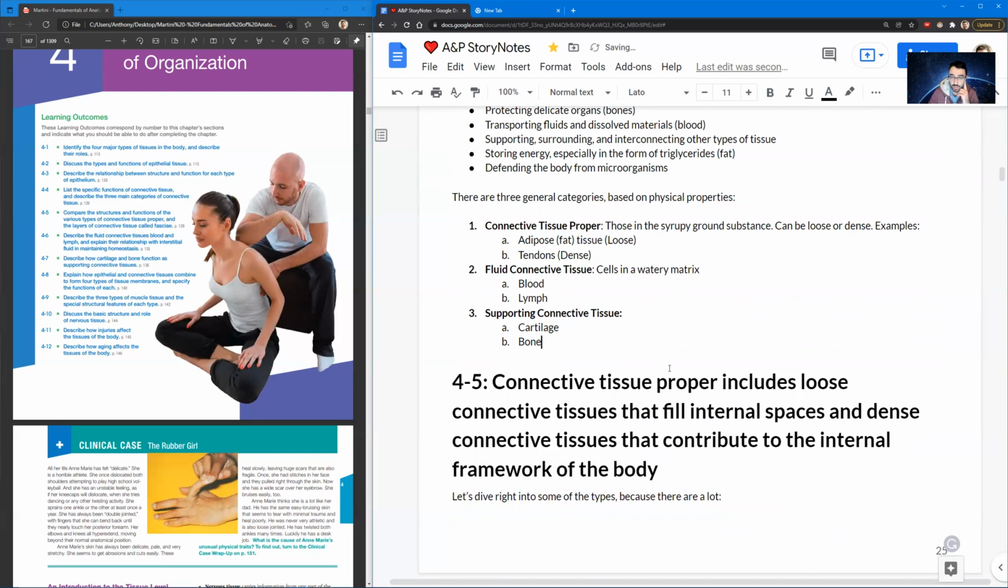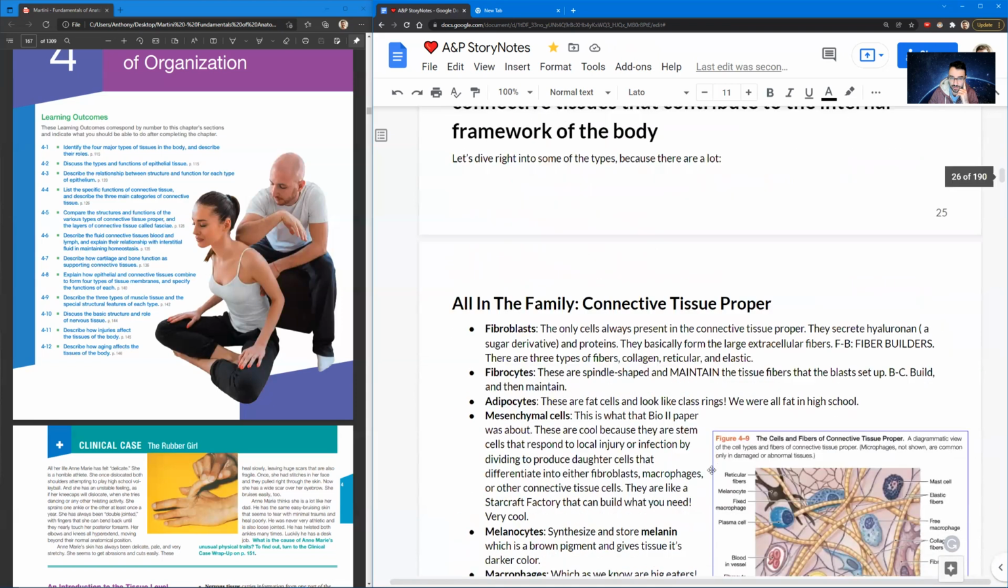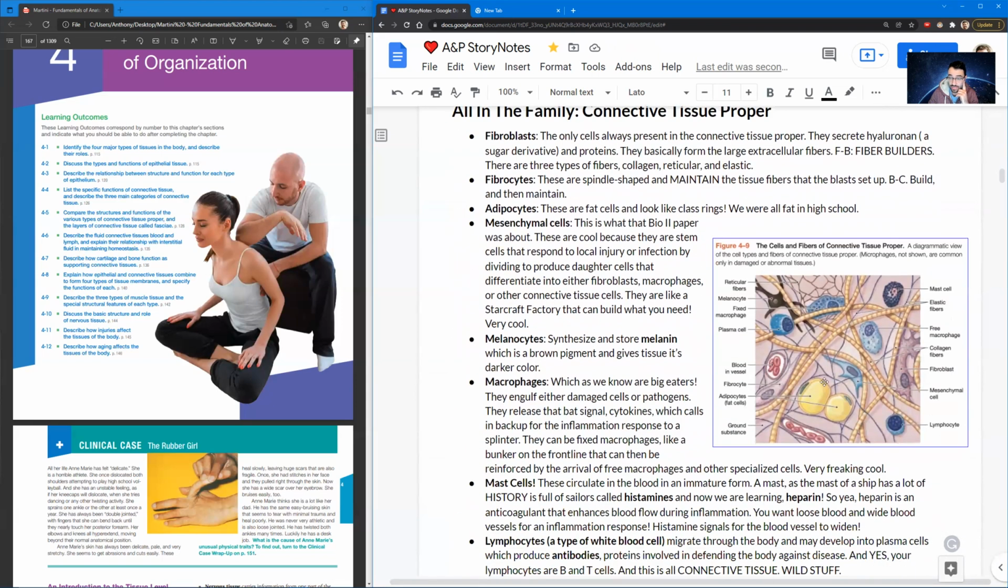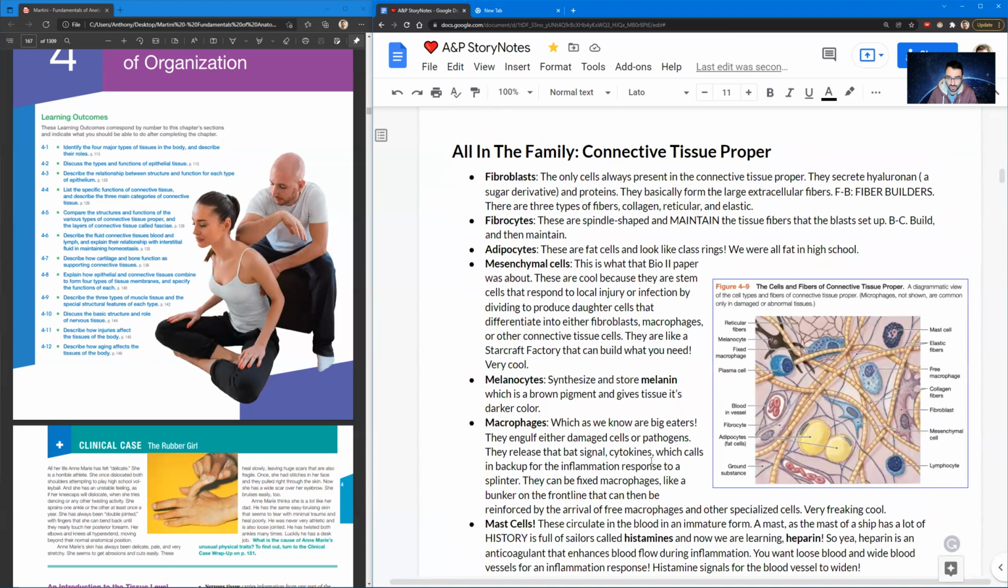All right, so we're going to talk about connective tissue proper, which includes that loose connective tissue, which fills internal spaces, and those dense connective tissues that contribute to the internal framework of the body, all right? Now, there are a lot of types, and this picture actually comes up a lot in a lot of chapters in this textbook and in A&P. So there's a lot of examples, and we're just going to dive right in.